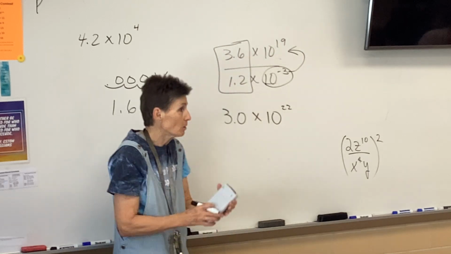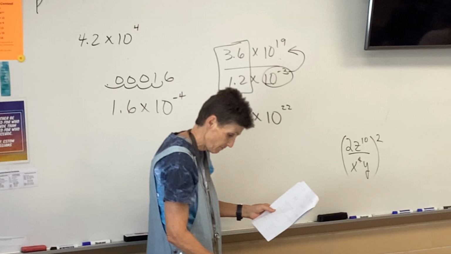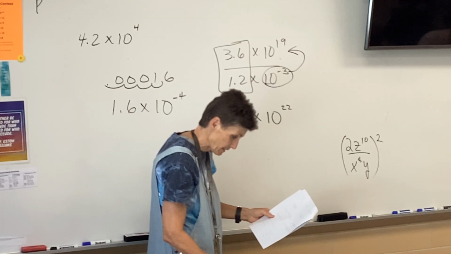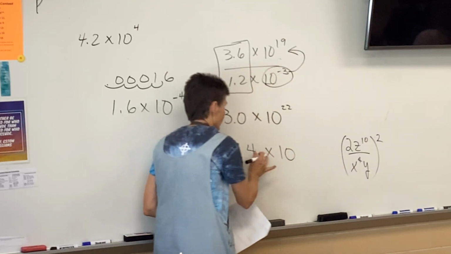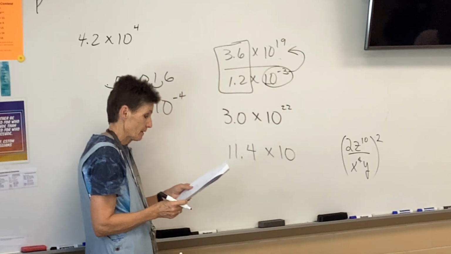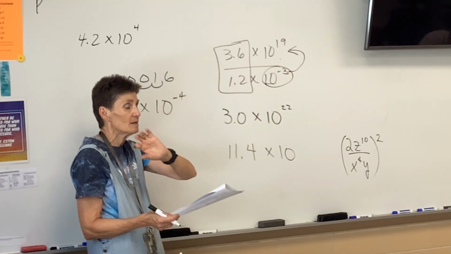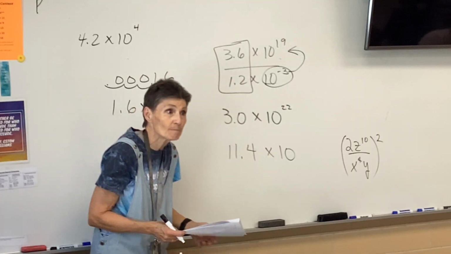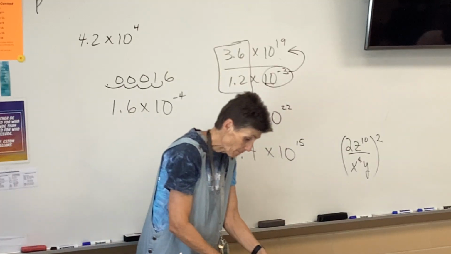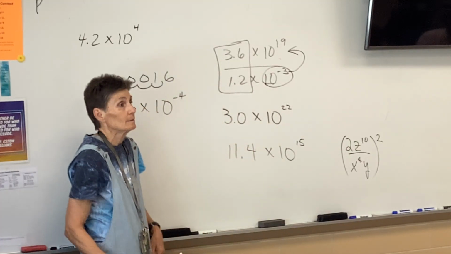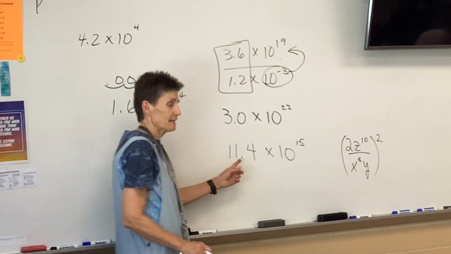We'll start by multiplying 1.5 and 7.6, and I got 11.4. Now how many tens do I have? I have 10 to the 6th times 10 to the 9th, so that's going to give me 10 to the 15th. Does that bother anybody? Oh, wait, it should. Couldn't it not be 11 before? It can't be 11 here.